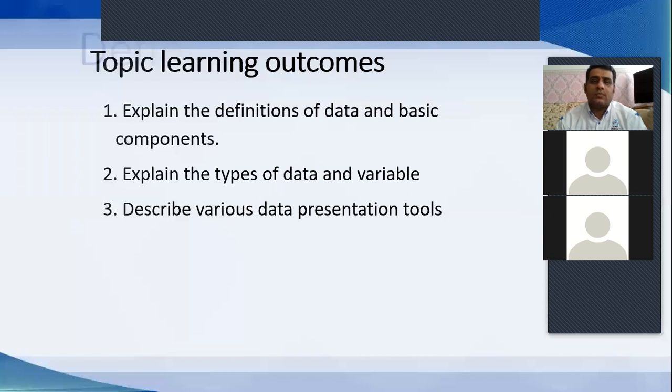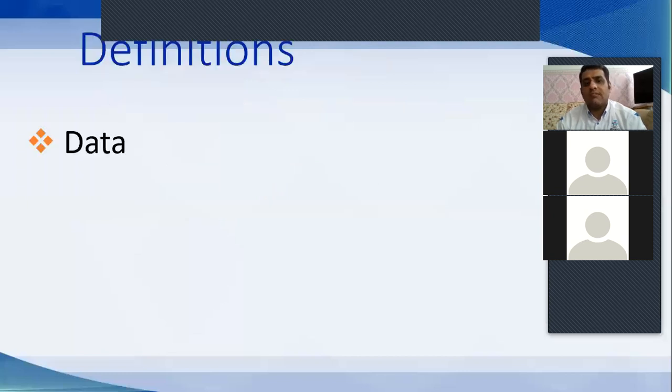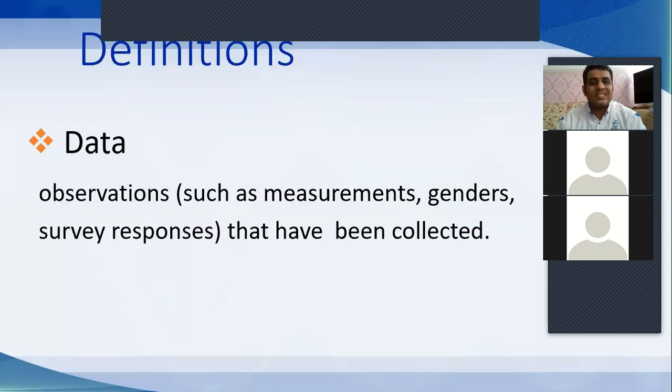So let's start with the first one, the definitions and basic components. First of all, what is data? Data is defined as the observations, such as measurements, gender, survey responses, that have been collected. So this is the data. When we do some research, the research can be clinical oriented, survey based, hospital based, or non-clinical, laboratory based.